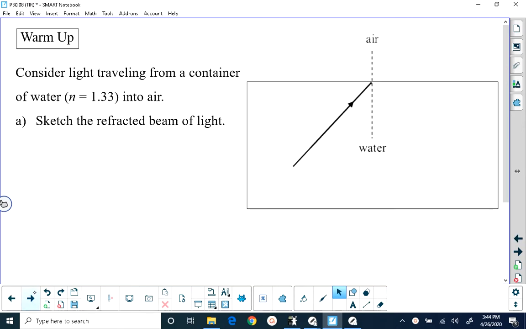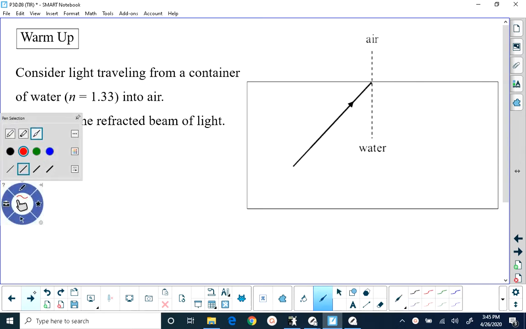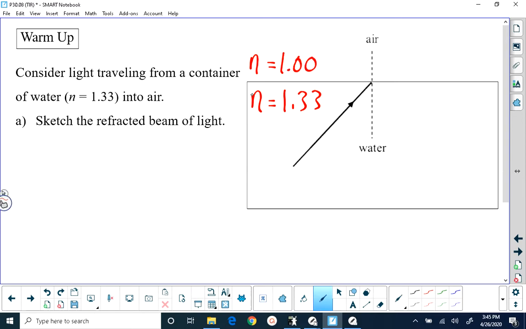So we're going to start with a warm-up. In fact, pretty much the whole lesson is the warm-up. What we've got is light traveling from a container of water into air. So it's going from the water, and you're given the index of refraction of the light in the water. I just want to add it to our diagram. You're given the fact that N in the water is 1.33. It travels into the air. You should know that N in air is 1.00. And the first thing we are asked to do is to sketch the refracted beam of light.